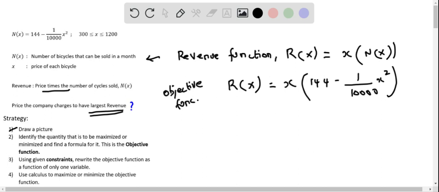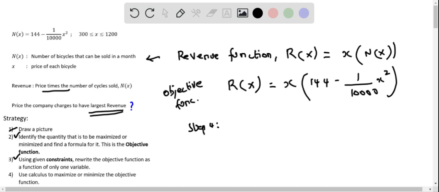Now let's move to the next strategy. So we are done with the second. The third is, using the given constraint, rewrite the objective function as a function of only one variable, which we already did. So in fact we have completed the third step. And finally we have to use the calculus method to maximize or minimize the objective function. So let's do step 4 now.